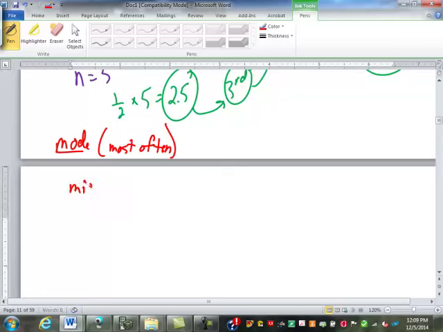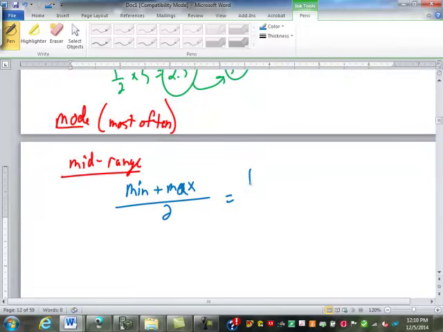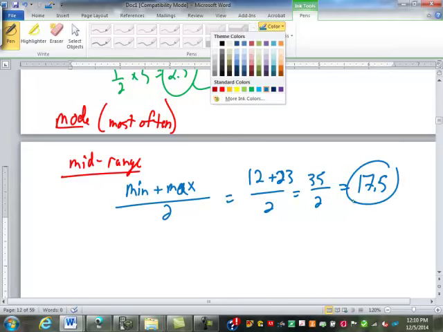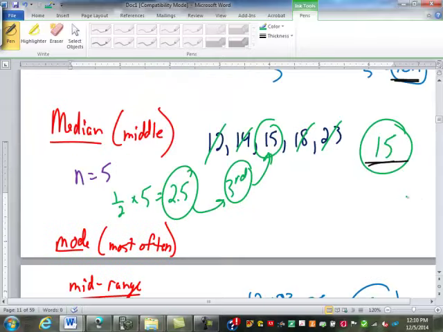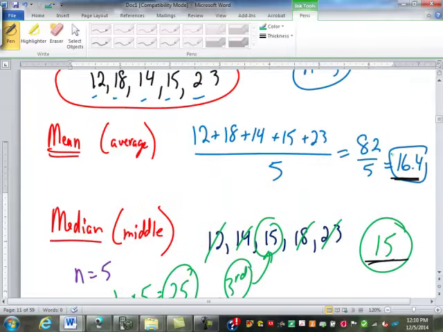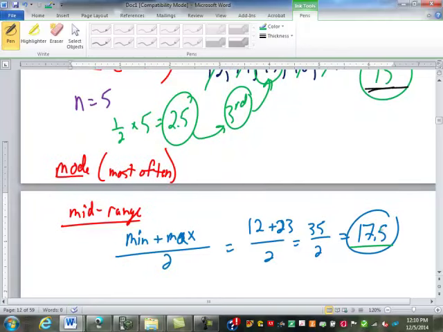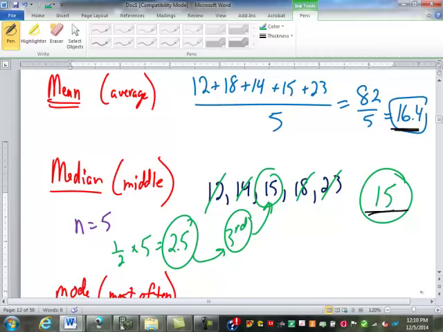There's another one we'll call the mid-range. The mid-range is simply taking the smallest number and the largest number and average them together. So the smallest number was 12. The largest was 23. Add them together, you get 35. Divided by 2 is 17.5. That'd be the mid-range. And as you can see, that again is a little bit different than our other two measures we had calculated. The mid-range is, again, another quick estimate, but not really good. So as far as the best measure of center, it comes down between the mean and the median.